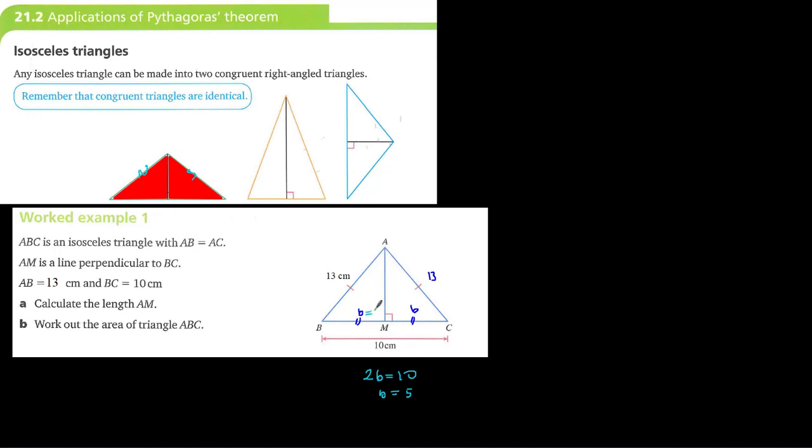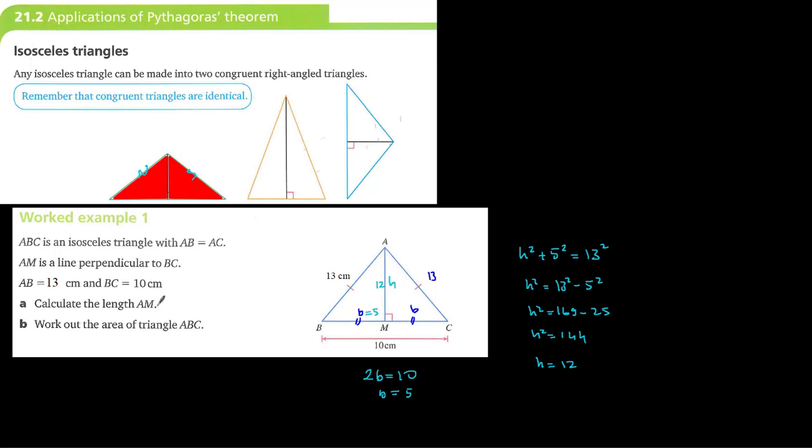So if this length is equal to 5, then I need to find the altitude h. h squared plus 5 squared is going to be equal to 13 squared. h squared is equal to 13 squared minus 5 squared, which is 169 minus 25. h squared is equal to 144, and this is 12 squared, so h is equal to 12. So the length is 12.